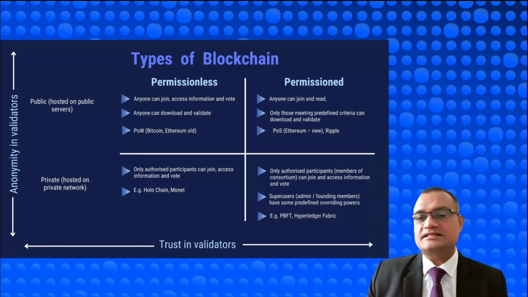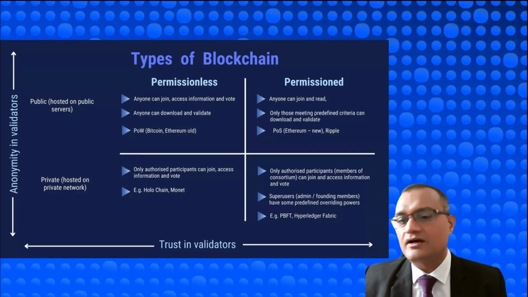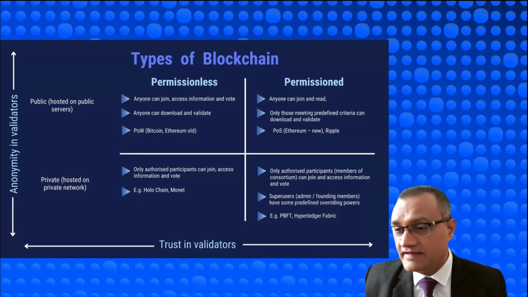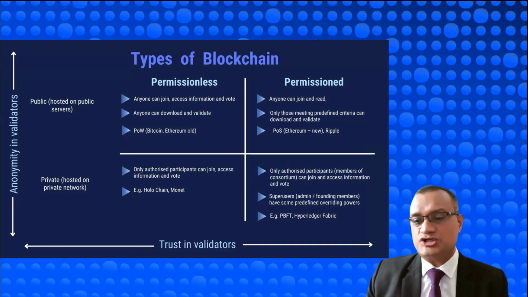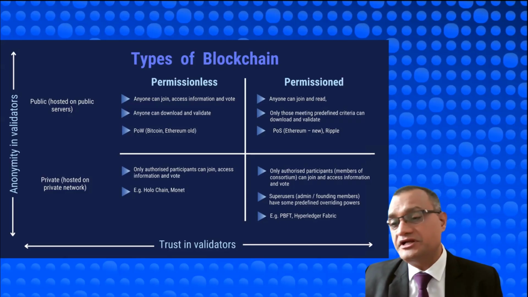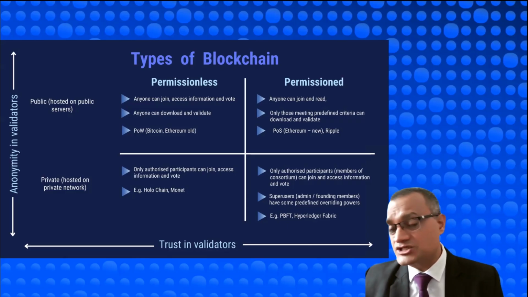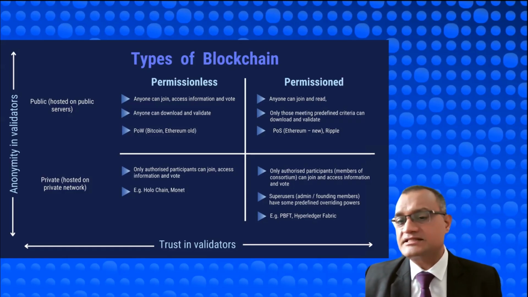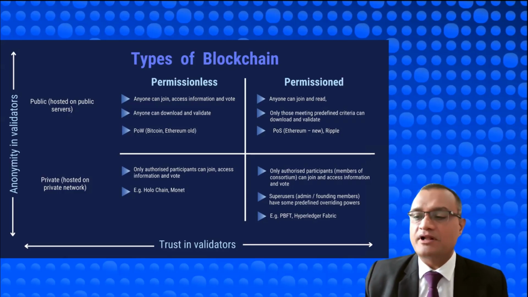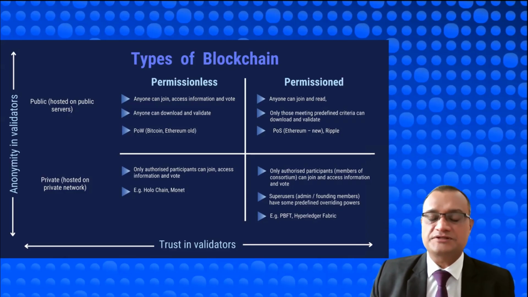Number one, I can say permissioned. Anyone can join and read, but only those meeting predefined criteria can download and validate. So these are the protocol and conditions with the permissioned blockchain, where the anonymity in validation goes higher, as well as trust in validation is significantly higher. POS, Ethereum, Ripple are some of the examples of this type of blockchain technology.